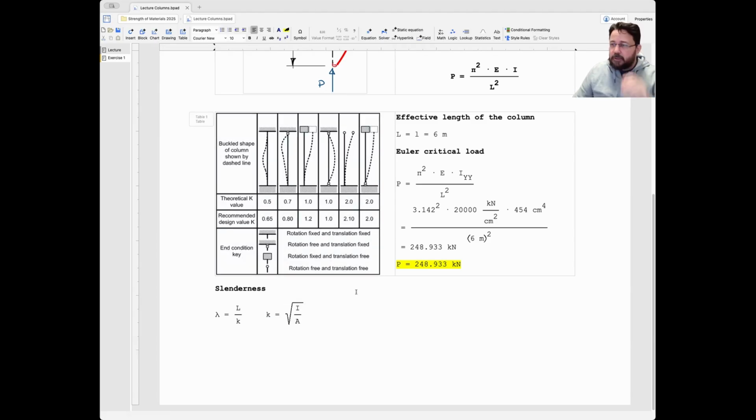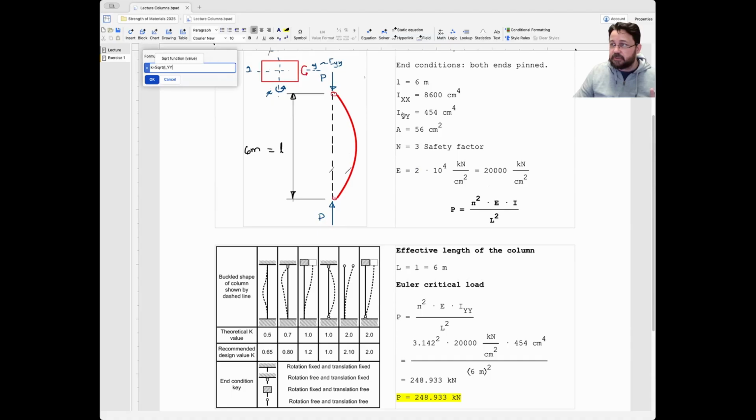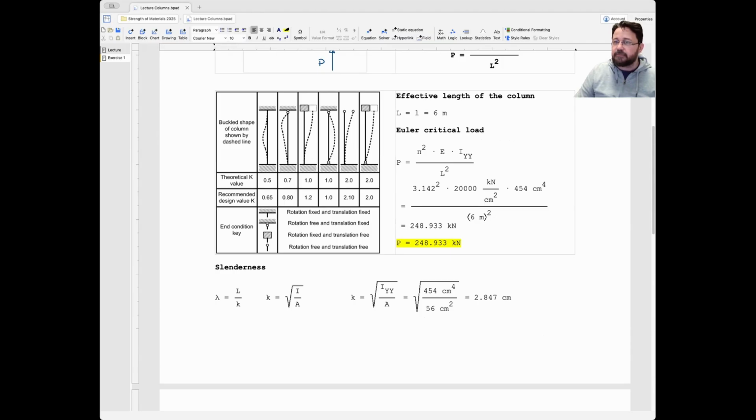Meaning that I can calculate first the radius of gyration, k, equals the square root of the moment of inertia, which is the smallest one, divided by the area, which is this one. There it is, 2.87 centimeters. That would be the fictitious mass particle away from the center of the Cartesian coordinate system, to represent the mass distribution of everything there.